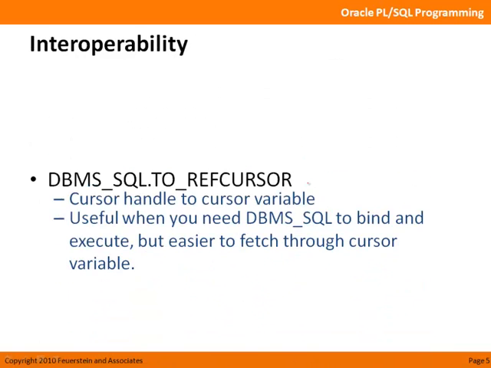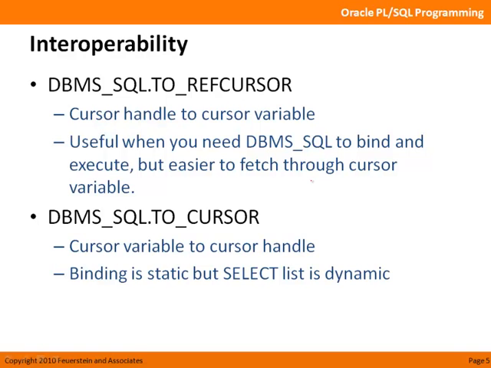Interoperability. Prior to 11g, you basically had two choices, and you still do, for implementing dynamic SQL: EXECUTE IMMEDIATE, or native dynamic SQL, and DBMS_SQL. DBMS_SQL is by far the more complicated and more difficult to deal with, and also slower. But it could do things that you couldn't do with native dynamic SQL.